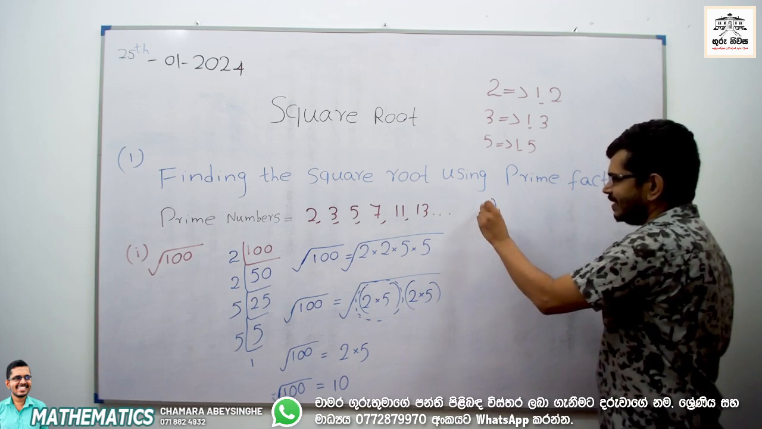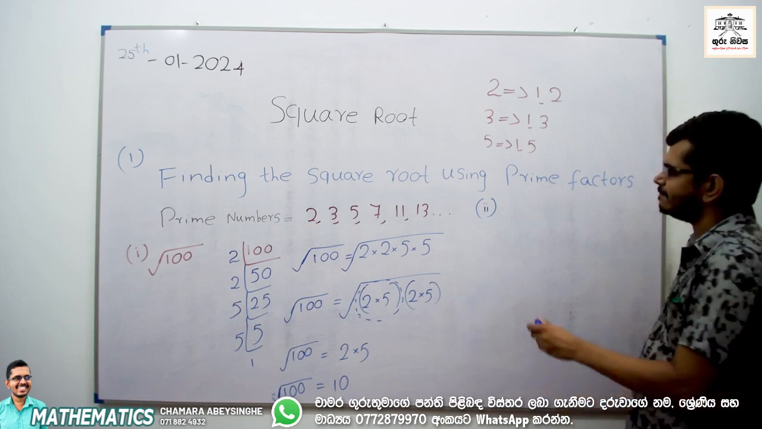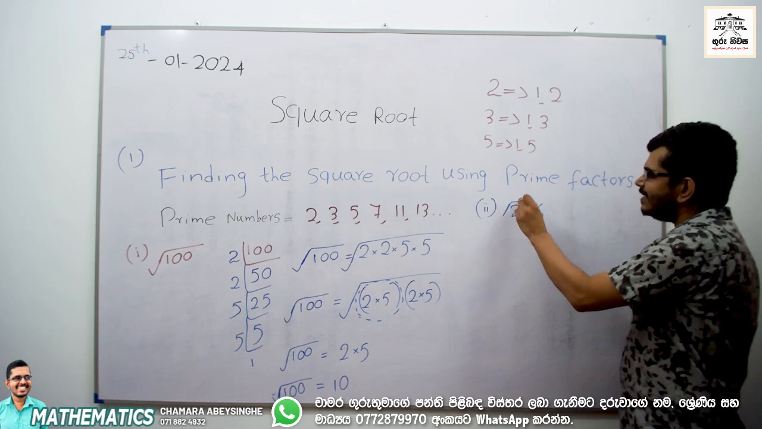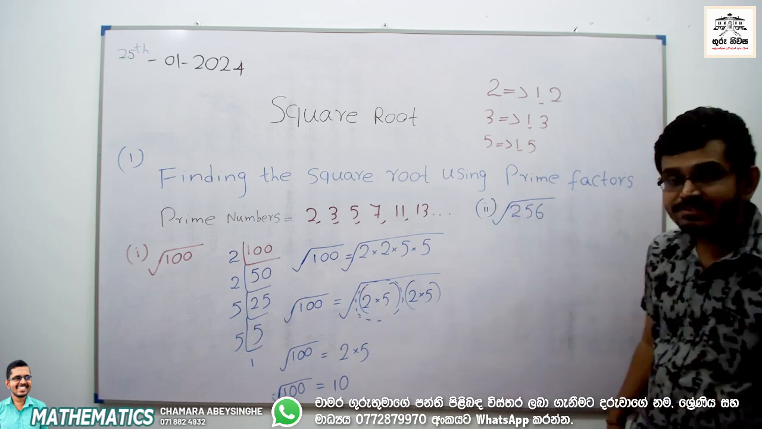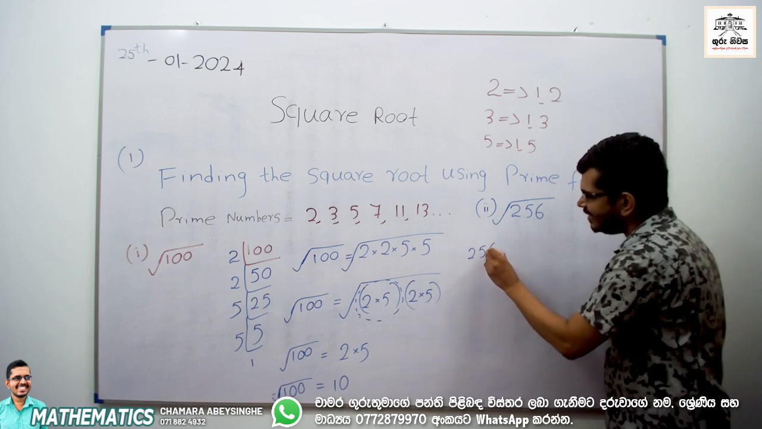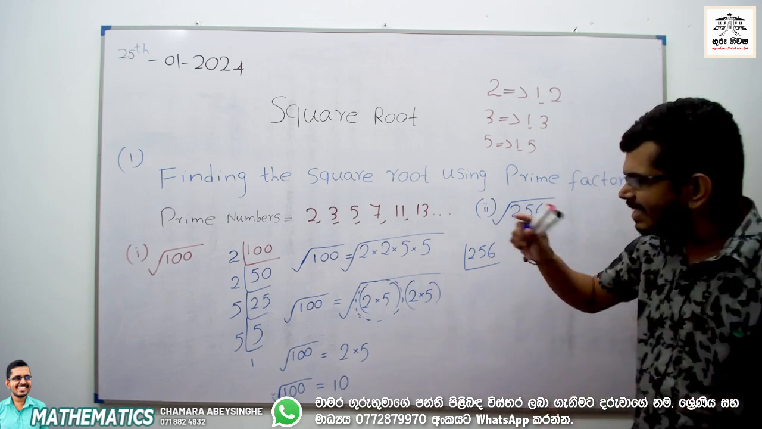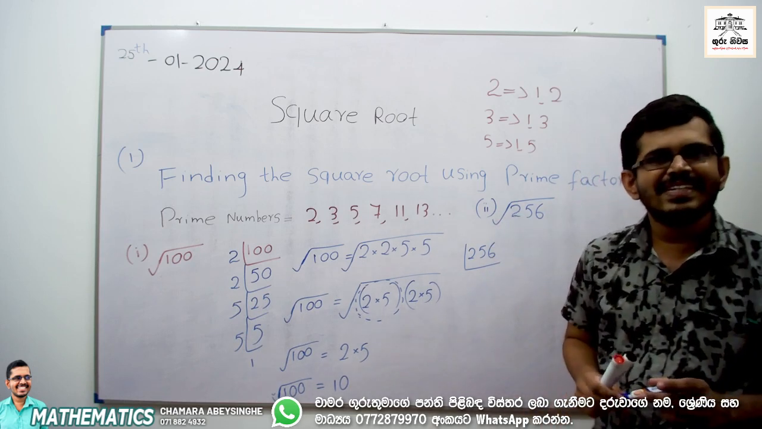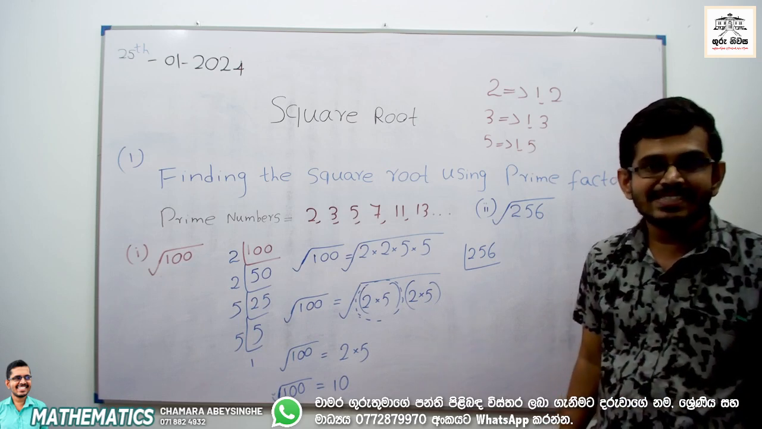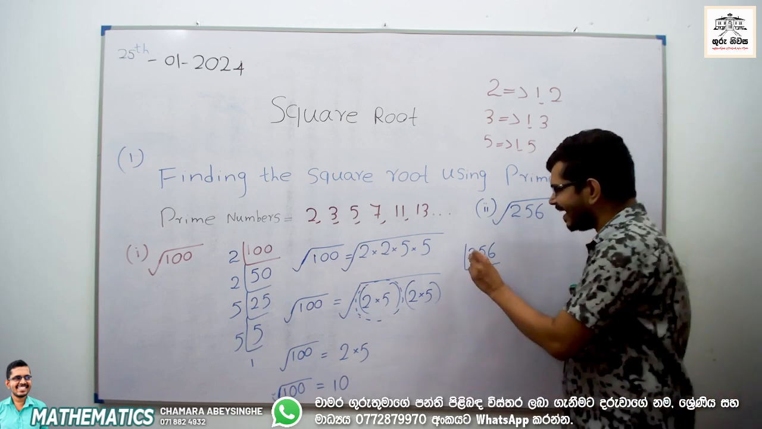Roman number 2, student. I get the square root of 256. Now, student, 256 divided by a prime number. Tell me, what is the prime number we can start with? 2, we can get.